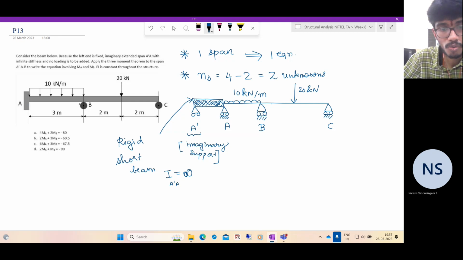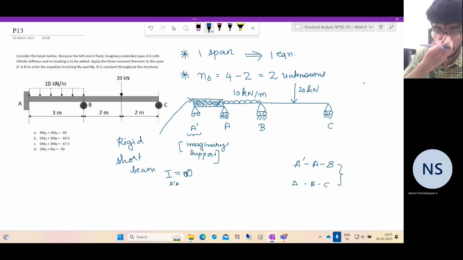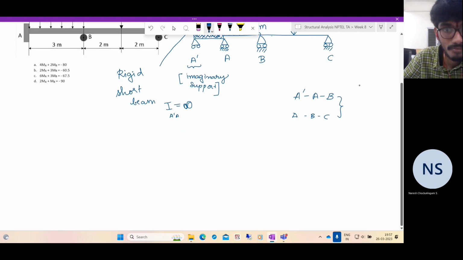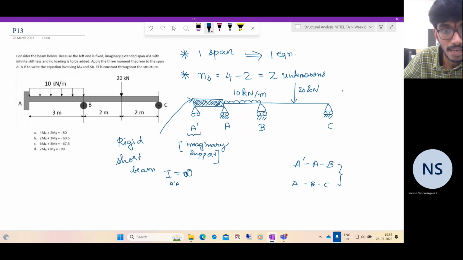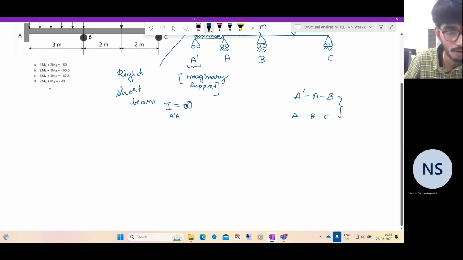Now let us see how to solve this problem. Now we have how many spans? We have 2 spans. So we have one equation for the span A prime AB and another equation for the span ABC. So I have 2 equations and 2 unknowns. So we can solve for this. The rest is quite straightforward.